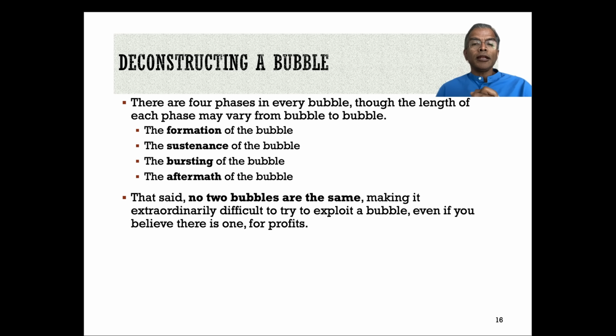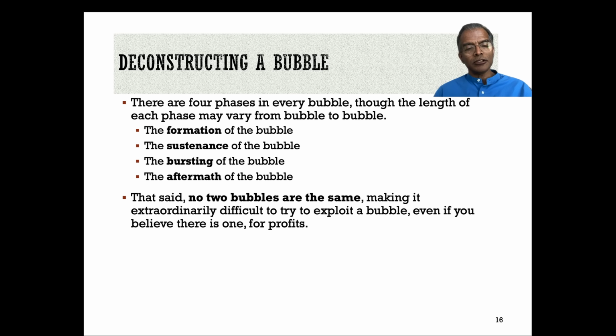So with that long lead in, let's talk a little bit more about bubbles, because this is momentum on steroids, right? Every bubble has four phases. There's the formation of the bubble, what causes the bubble to come together. Second, there's a sustenance of the bubble. There are things that feed into keeping the bubble and making it bigger. There's the bursting of the bubble, and then there's the aftermath of the bubble.